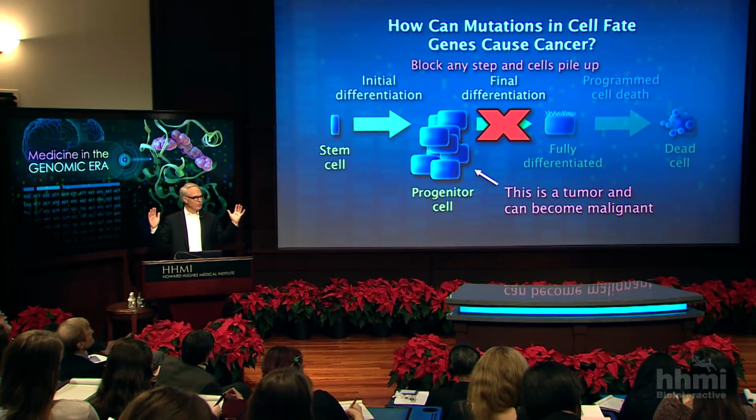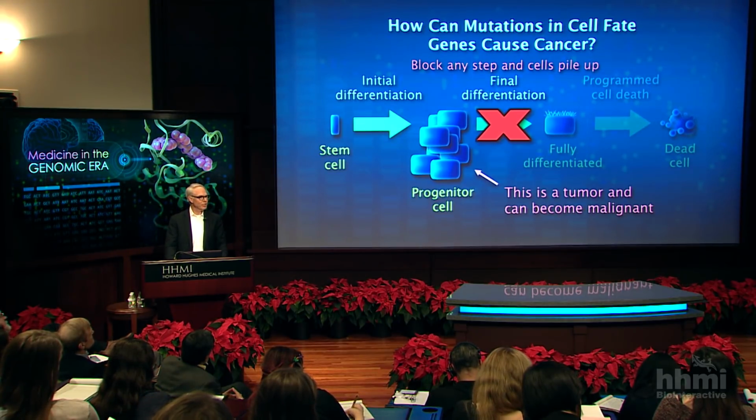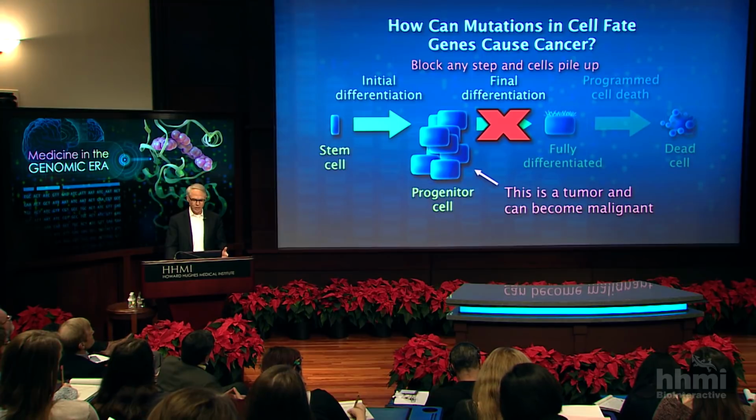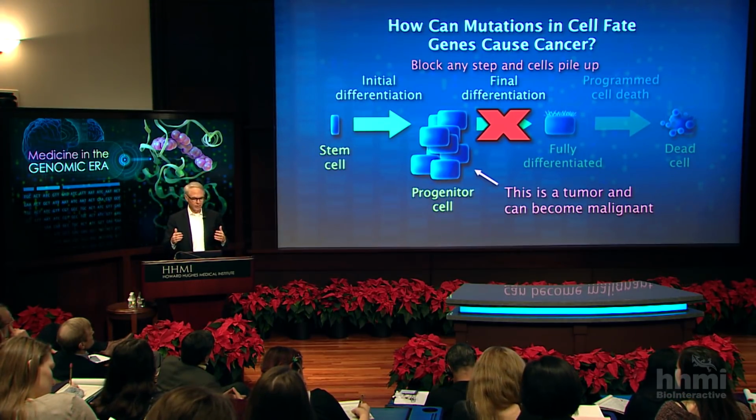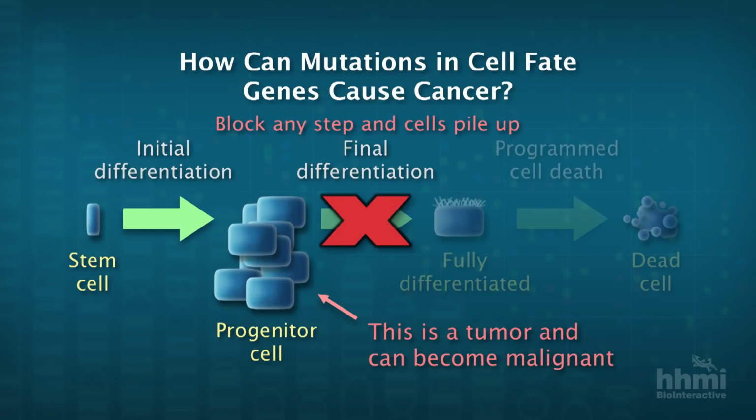But how does a mutation in such a gene that regulates that process cause cancer? Well, it doesn't change the proliferation rate of the cell. It just blocks the ability of the cell to undergo one of those steps in differentiation. So if there's a block, there's a pileup of cells that are trying to get through that block, and that pileup of cells can form a tumor.